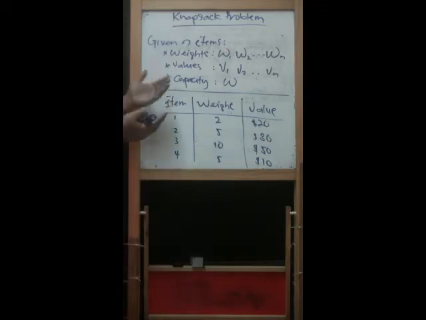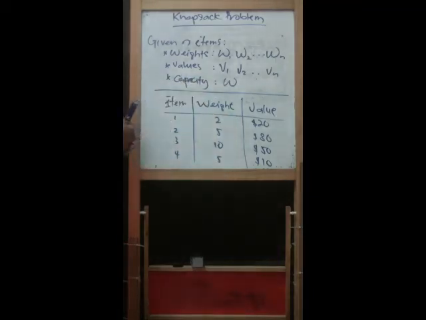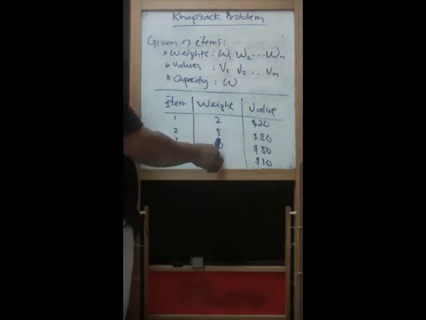In order to solve this problem, we need to comply with a certain capacity here. Okay, let's say we have the items. We go to the example here. We have 4 items to make it simple. Weights 2, 5, 10, and 5.